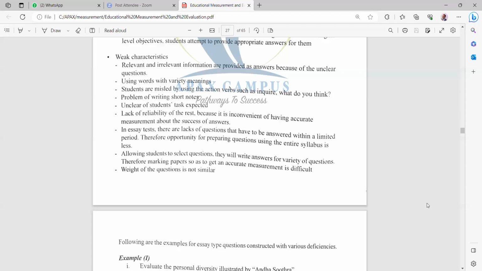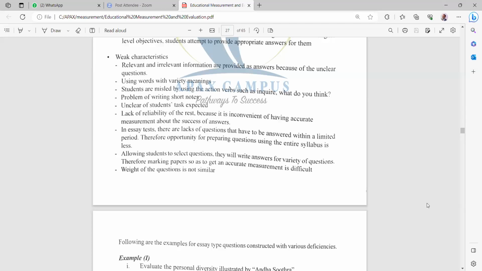Allowing students to select questions, they will write answers for a variety of questions. Therefore, marking papers so as to get an accurate measurement is difficult. So when there are many writing answer questions, we don't know what will happen there. We ask the students to select questions.